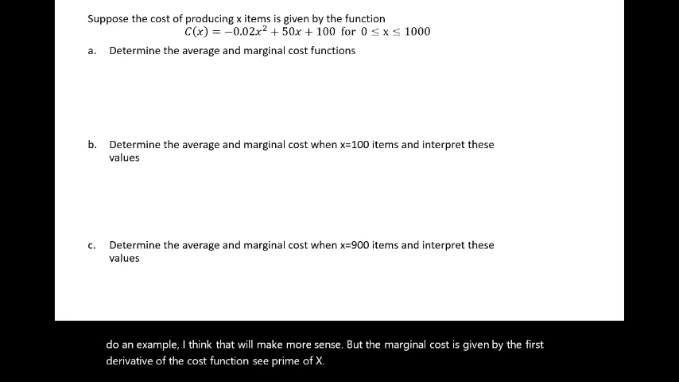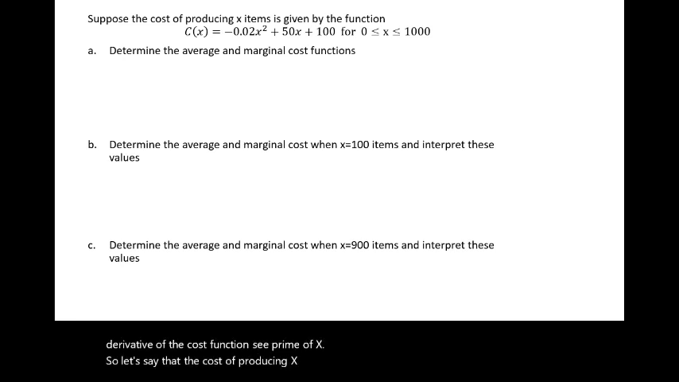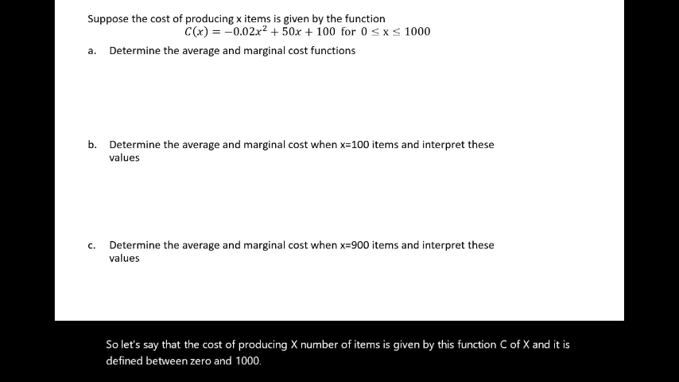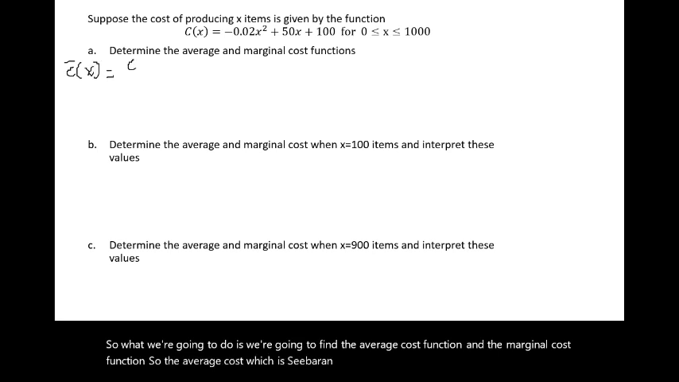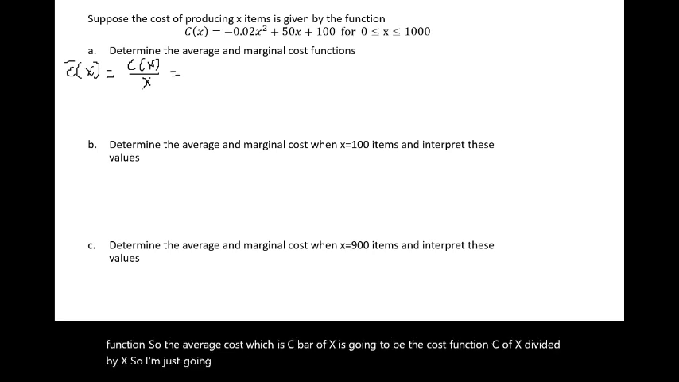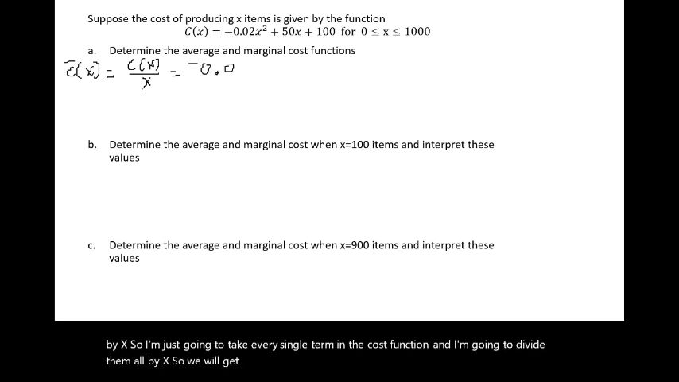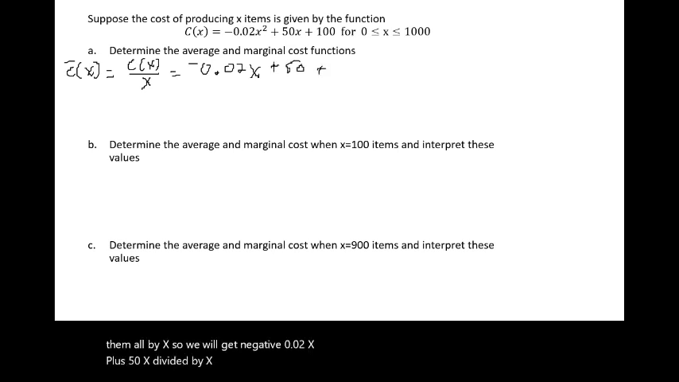So let's say that the cost of producing x number of items is given by this function C(x), and it is defined between 0 and 1,000. We're going to find the average cost function and the marginal cost function. The average cost, C bar of x, is going to be the cost function C(x) divided by x. So I'm going to take every single term in the cost function and divide them all by x. We will get negative 0.02x plus 50, since 50x divided by x is 50, plus 100 over x. So there is your average cost function.